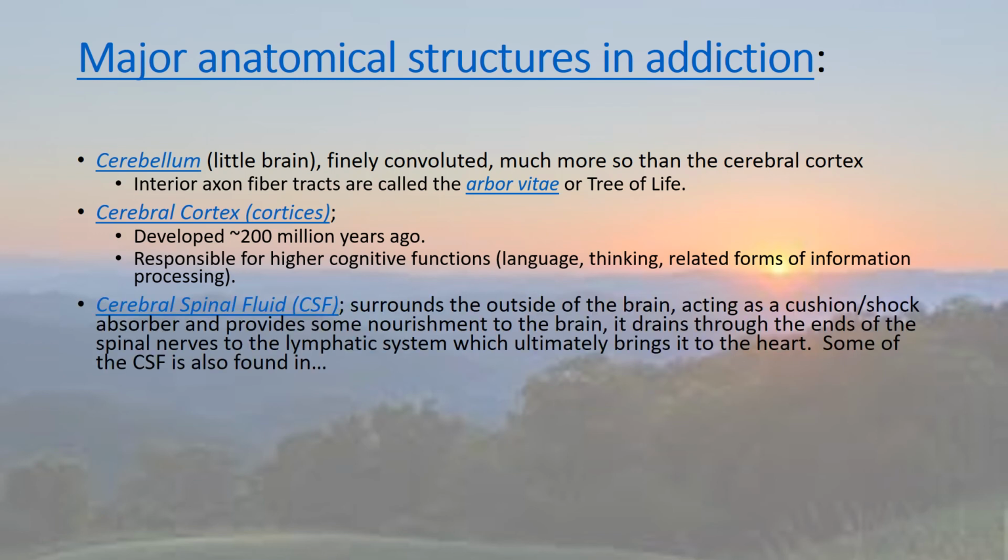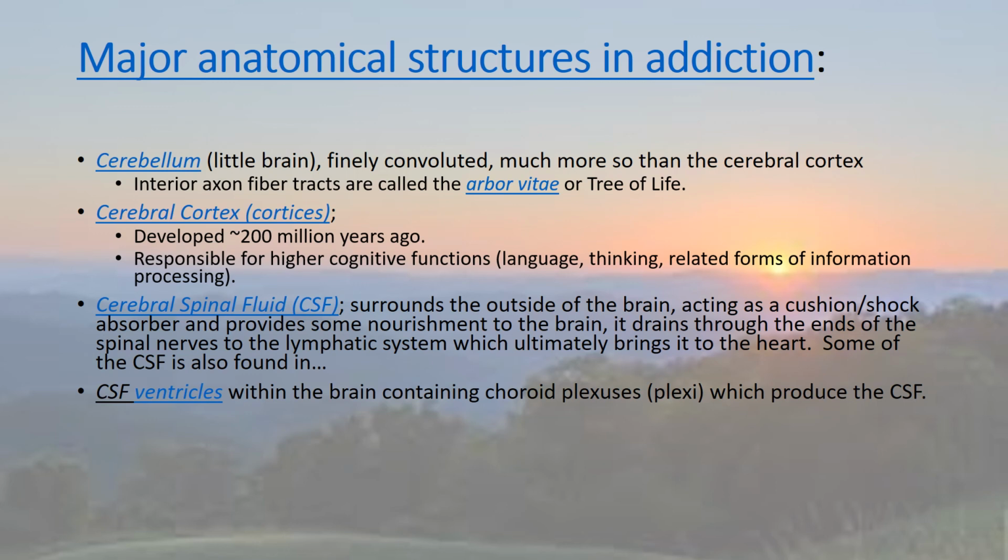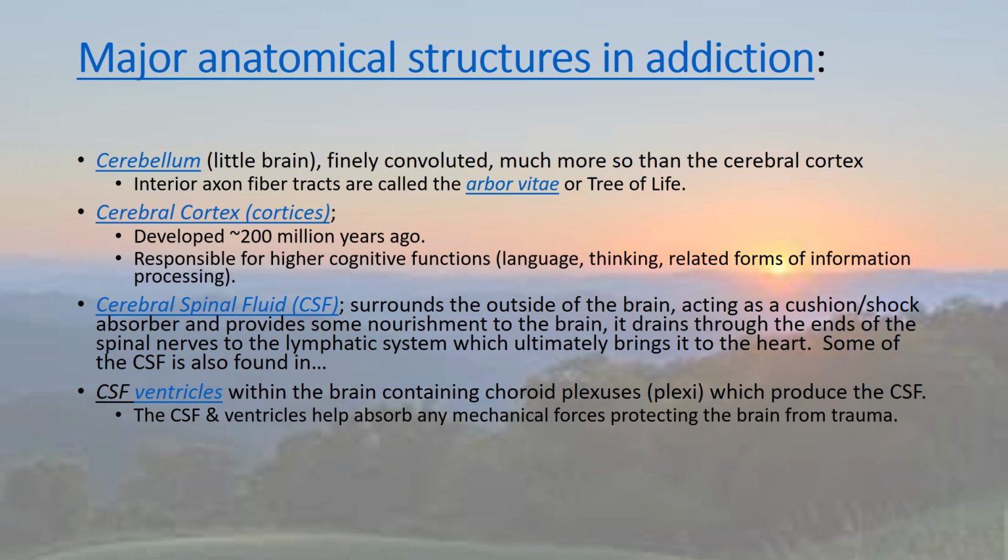Inside of the brain, there are hollow cavities called ventricles that are also filled with the cerebrospinal fluid. The spinal fluid is produced in these choroid plexuses that are located within the ventricles. The purpose of these big hollow ventricles filled with the fluid is to help absorb any mechanical forces and protect the brain from any real bad trauma.